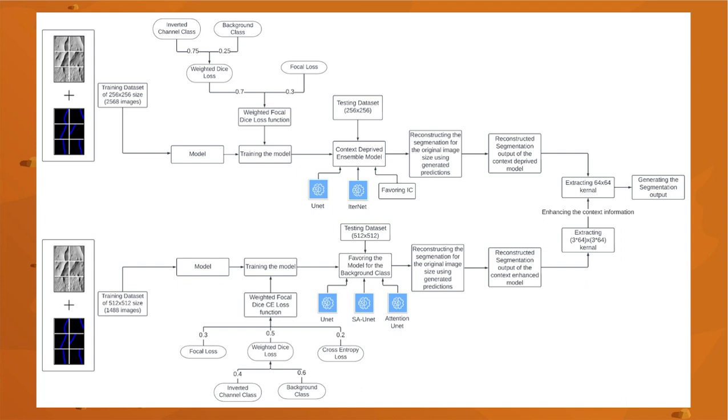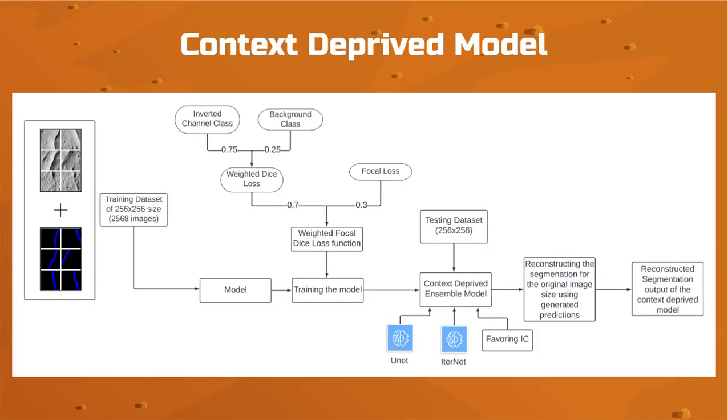Now let's look at how we implement the context-deprived model. For the context-deprived ensemble model, we trained a UNet model and an ITERNet model using a customized loss function named weighted focal dice loss function. The final segmentation output was produced by taking the union of the outputs of the two models and stitching the patches together. Now let us look into a sample animated segmentation of the context-deprived model.